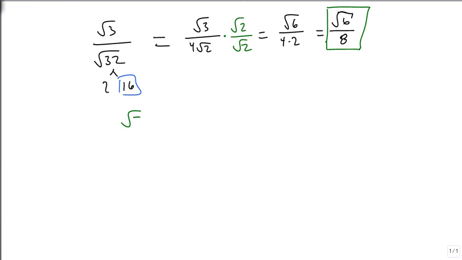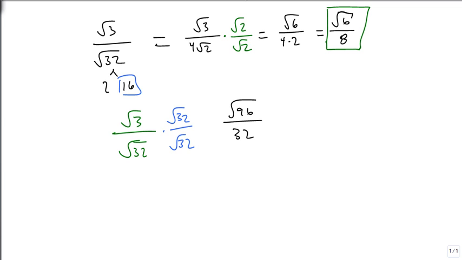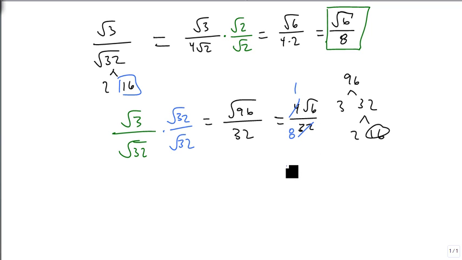We could have gone the other route, multiplying by the square root of 32 over the square root of 32. We would have gotten the square root of 96 over 32, but 96 breaks down as 3 and 32, and 2 and 16. Well, the 2 and the 16 come out. It would have left 4 square roots of 6 over 32, and then when we reduce our fractions, this becomes a 1, and this becomes an 8, and our answer is the square root of 6 over 8. So I like to always simplify my radicals before I try and clear them.